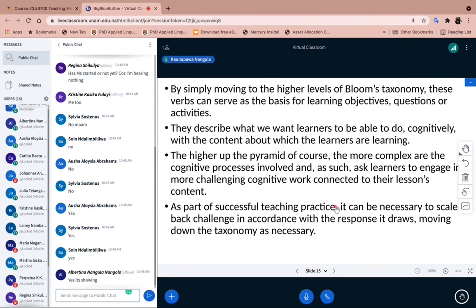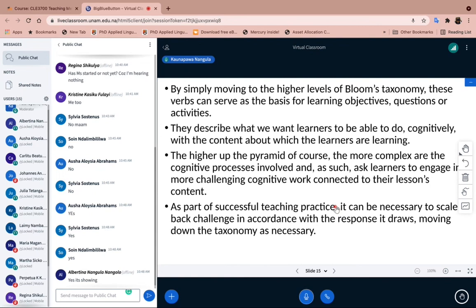Okay. Next, we are looking at the next point: by simply moving to the higher levels of Bloom's taxonomy, these verbs can serve as a basis for learning objective questions and activities that I just mentioned earlier. They describe what we want learners to be able to do cognitively with the content they are learning. So what do we want them to do?